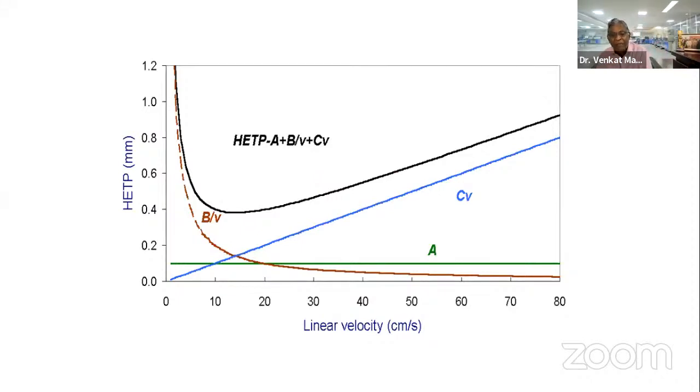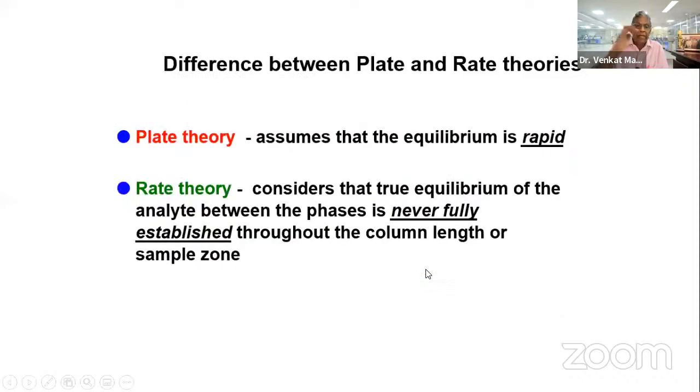This is a graph depending upon the linear velocity, showing how each constant behaves. B by U reaches a lower value as the velocity increases. It is a straight line here. Here it is parallel. A is almost constant because there are no variables involved here. Now, the plate theory assumes the equilibrium is rapid. The rate theory gives us true equilibrium information.